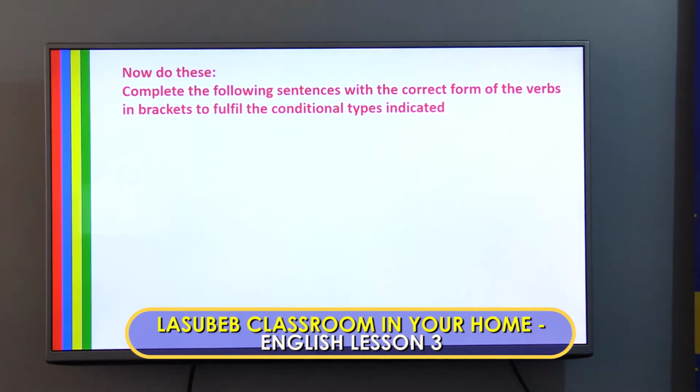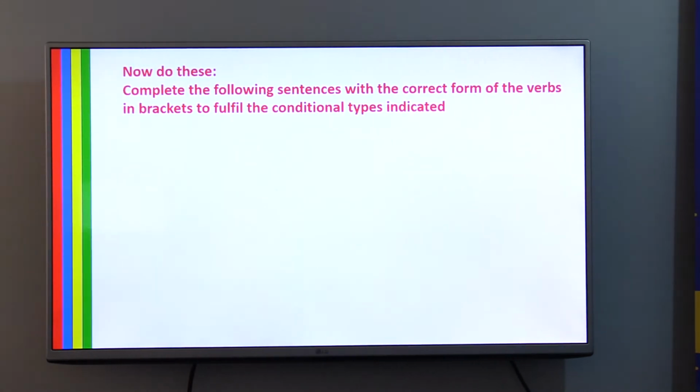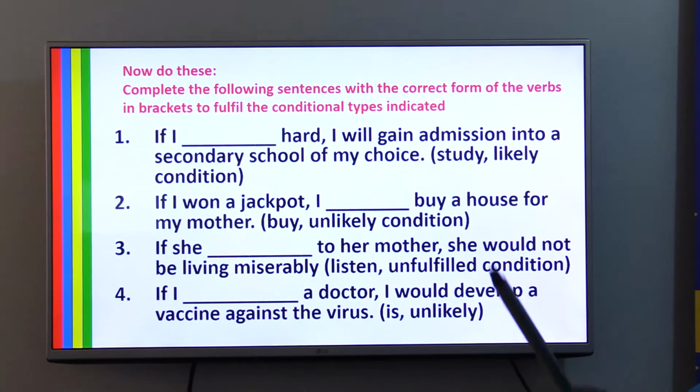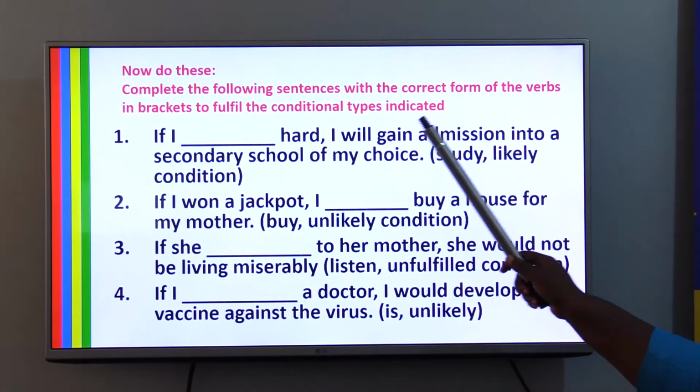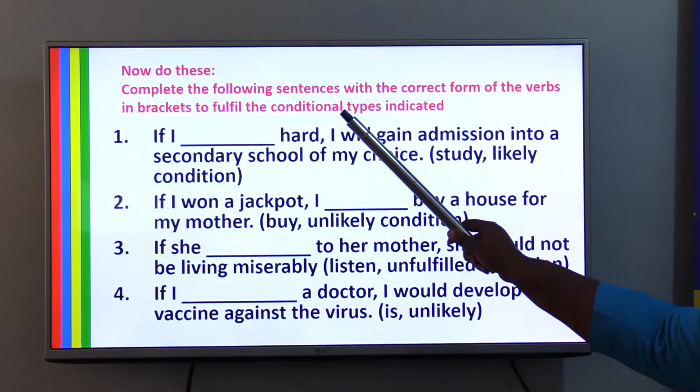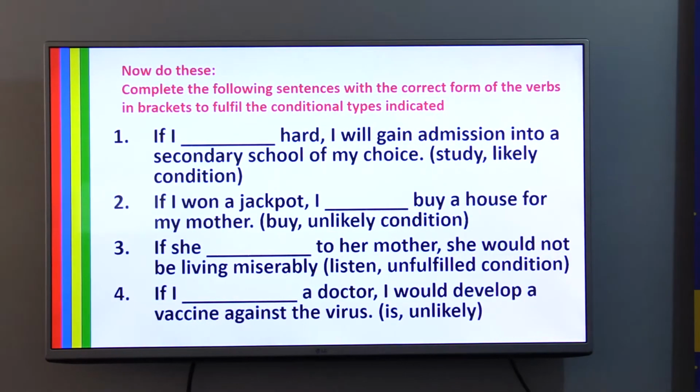Now it's time for our evaluation. Let's check how attentive you have been to the lesson. Now do this. Complete the following sentences with the correct form of the verbs in brackets to fulfill the conditional types indicated.